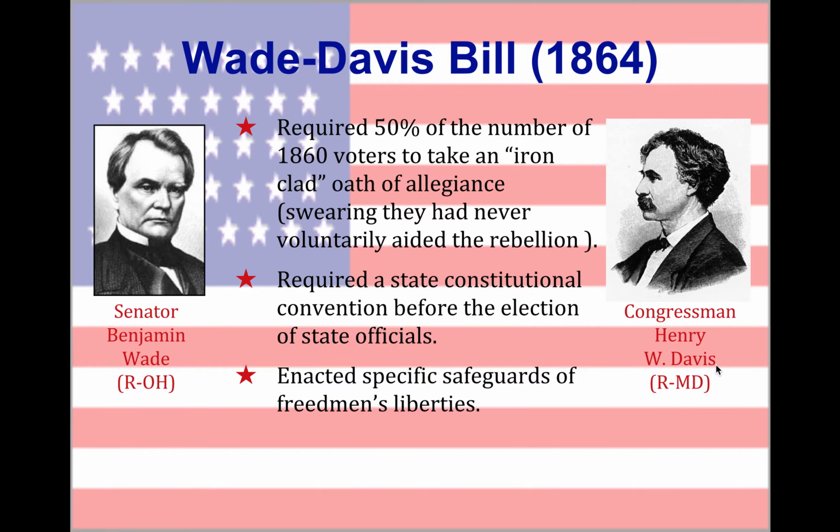So you can see first and foremost that their requirement for loyalty is much higher, right? They require just under a majority, right? 50%, half of the voting population to swear an oath of loyalty to the Union. And their oath is called an ironclad oath, which, think about iron, it's much stronger. And the extra step of the ironclad oath was not only would they swear loyalty, but they also were supposed to say that they never voluntarily aided the rebellion, in other words, the Confederacy. And you can surmise that that's a lot harder to do, right?